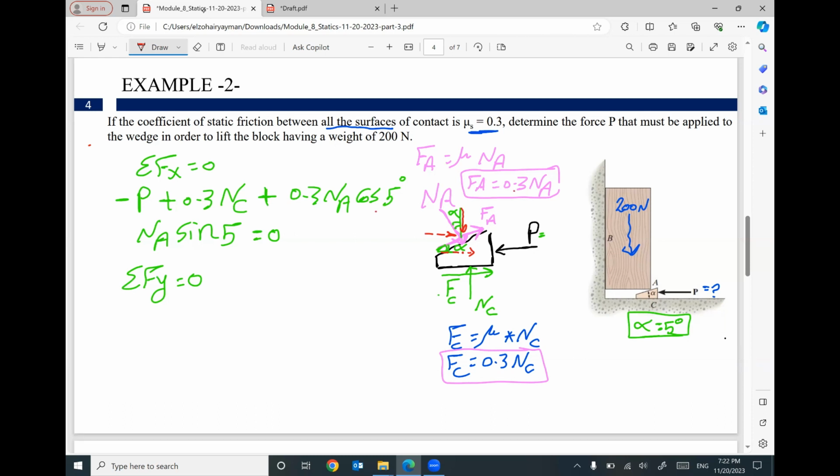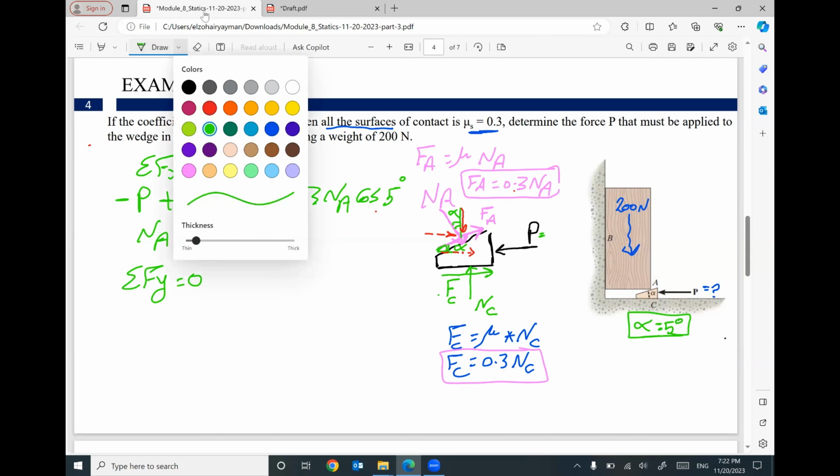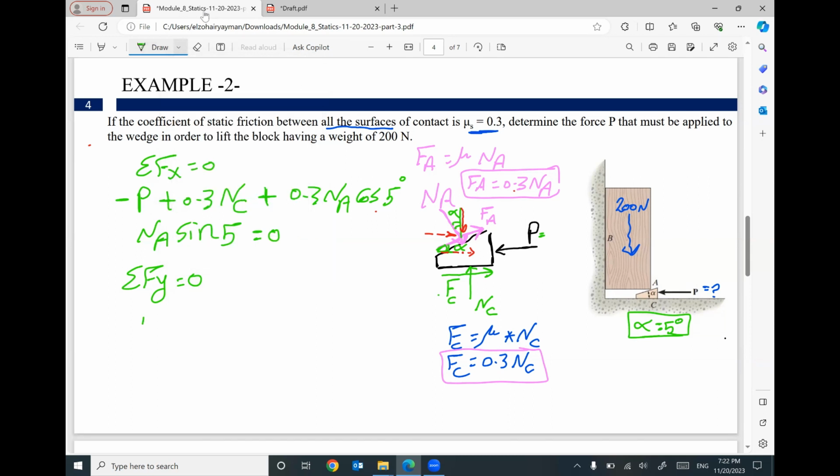If you apply summation Fy equals 0, in the y direction we have NC, in the y direction we have negative NA cosine alpha. In the y direction we will have positive FA, which is 0.3 NA sine alpha, which is 5, equal 0. This alpha equal 5.